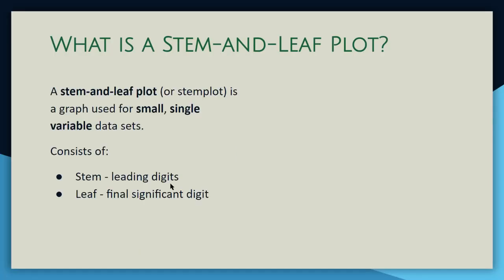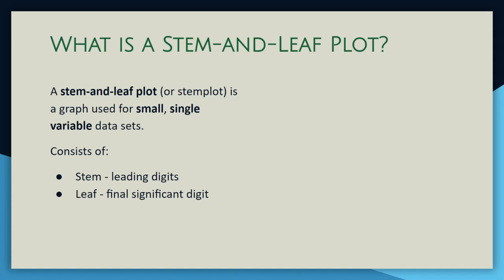A stem and leaf plot, sometimes called a stem plot, is a graph used for small single variable data sets. Statisticians like stem and leaf plots because they are typically easy to create in terms of a time investment. If you're a researcher in the field, this is something that's easy to do on a scrap of paper without a lot of resources.